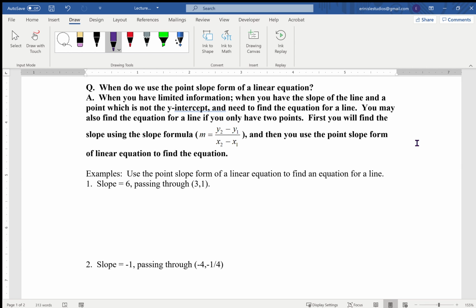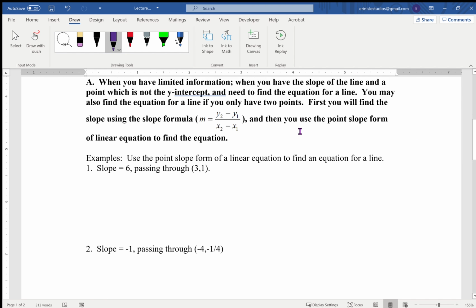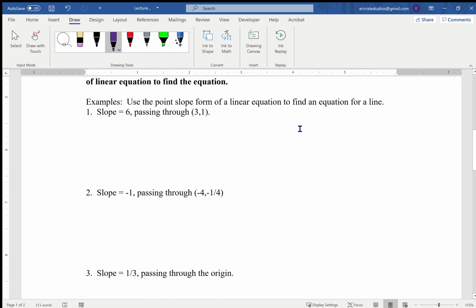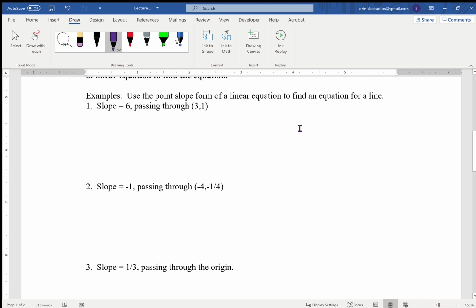You may also find the equation for a line if you only have 2 points. First you use the 2 points to find the slope, then you use either point to find the equation. Okay, here's some examples. So, we have a slope of 6 and it passes through 3, 1. Well, we know we have x1 and y1. So we have the general form.